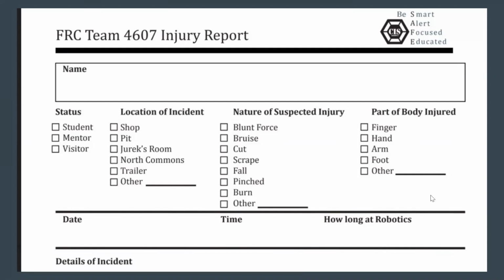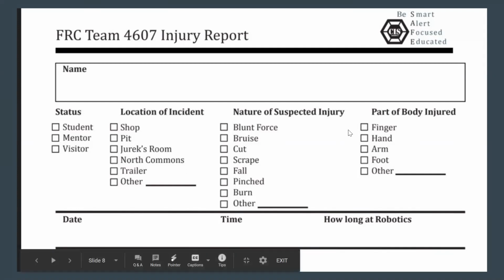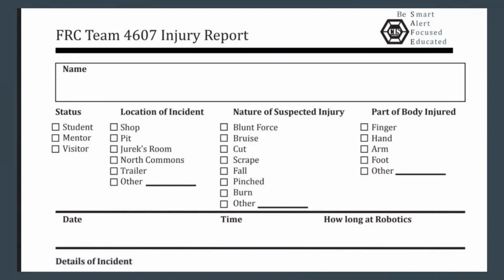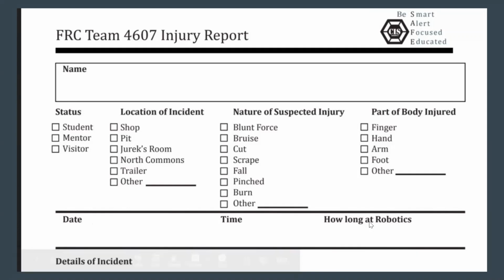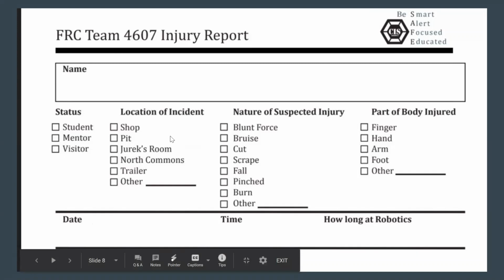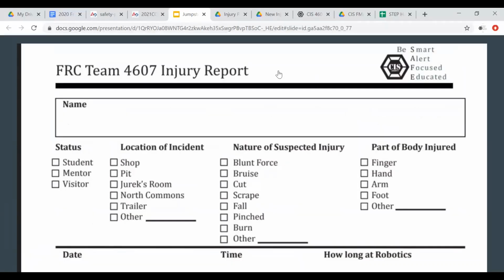Parts of the body, most of our injuries are in that finger, hand area. Some are in that foot or arm. It all really depends on what it is. You're also going to want some dates, so okay, when and why did this happen? How long were you at robotics? So that's that thing we're talking about. Does it have a correlation? So we can go take a quick look at the full size.